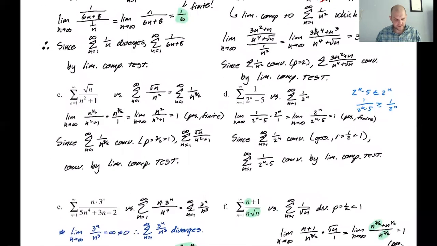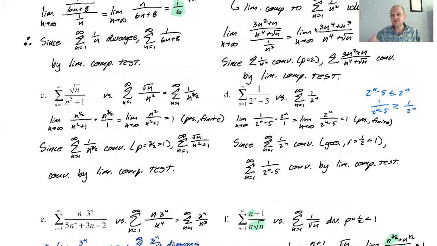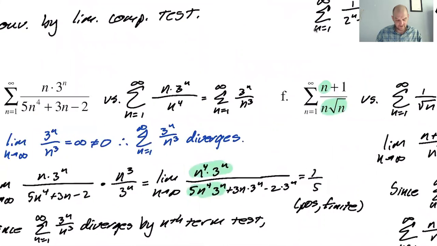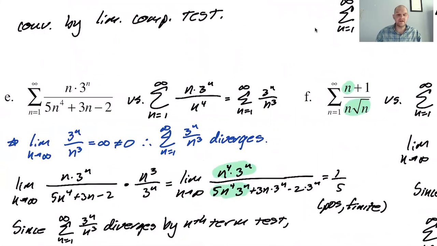But if you can work out what the series started as before people started messing around with it, that's what you want to compare it to. Preferably it will be a geometric series or a p-series, because those are the easiest to work with. Here on part E, we didn't get either of those, but we got a divergent series, which we could show by the nth term test. Just take the limit. So it all comes down to limits.